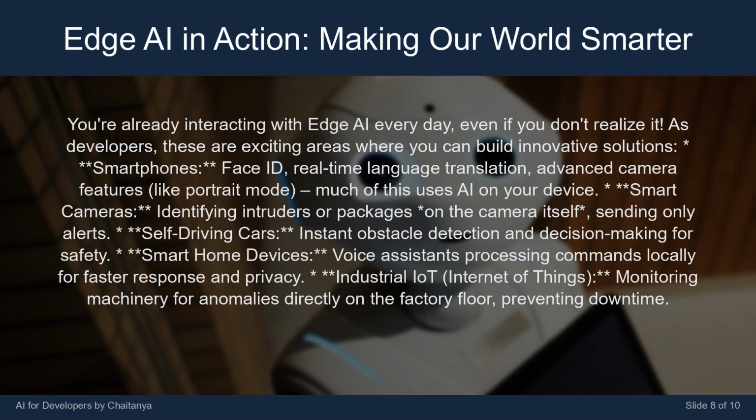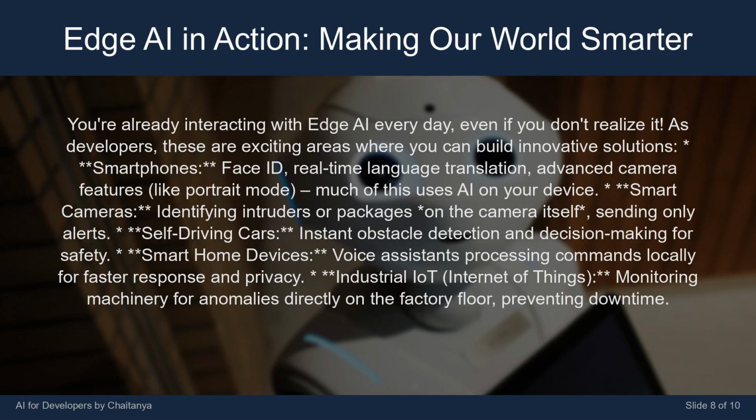Smart cameras. Identifying intruders or packages on the camera itself, sending only alerts. Self-driving cars. Instant obstacle detection and decision making for safety. Smart home devices. Voice assistants processing commands locally for faster response and privacy.